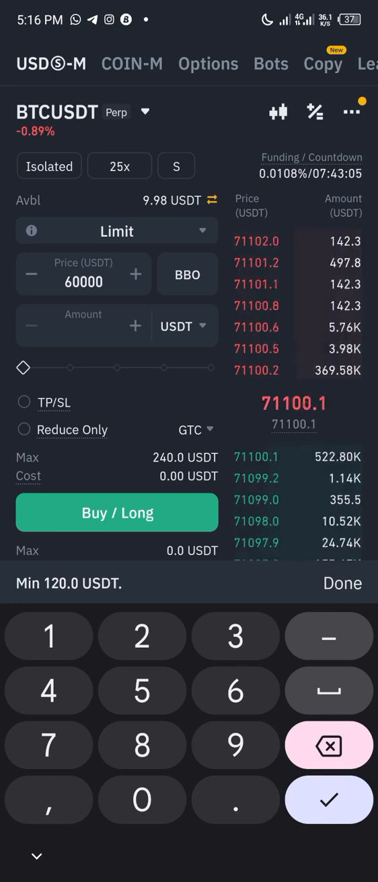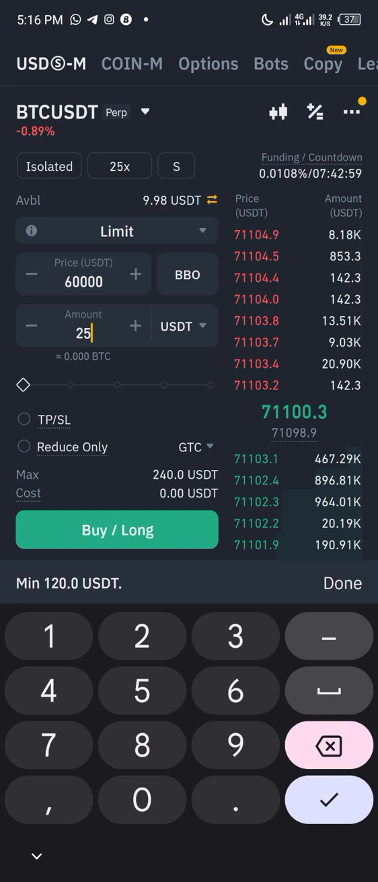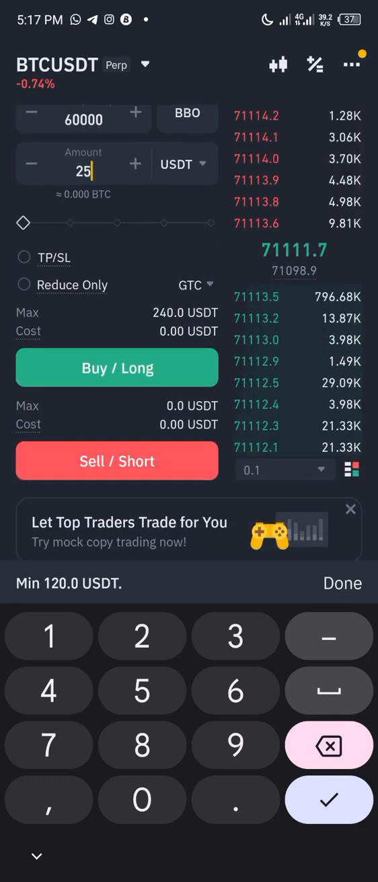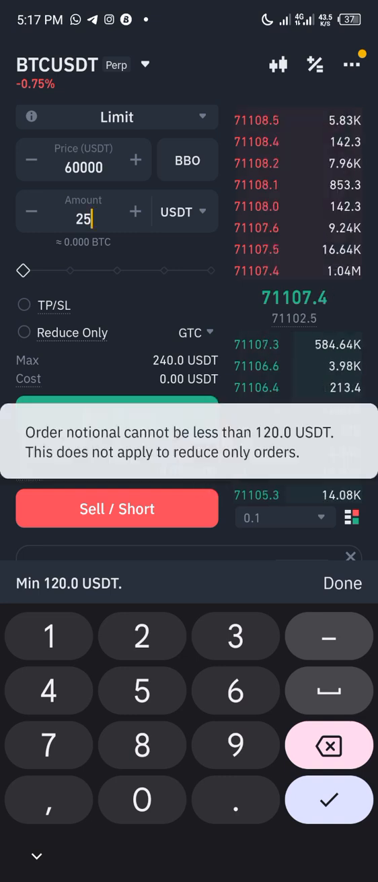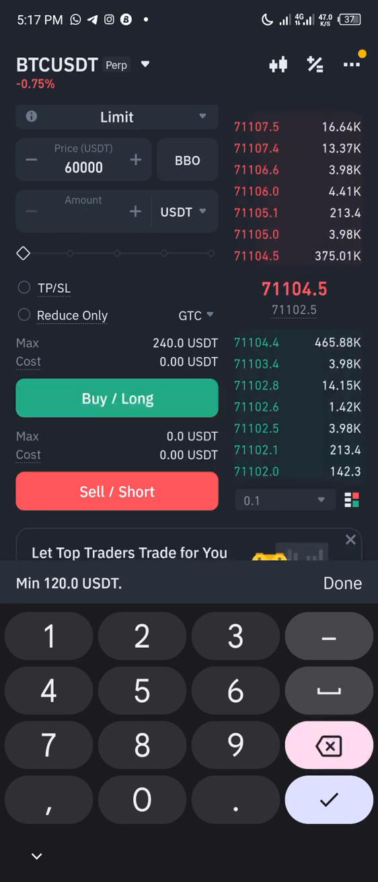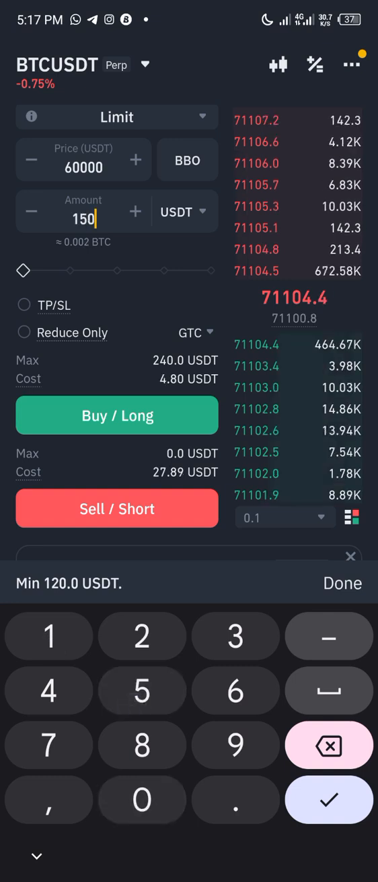25x leverage multiplied by $1 from my personal money is 25. So you're going to input 25 USDT here. The next thing for you is, do you want to take a long position or sell short, or take a short position? Let's say I want to take a long position. Let me increase it, because this is telling me that the amount is small. Let me increase it to 150 USDT.